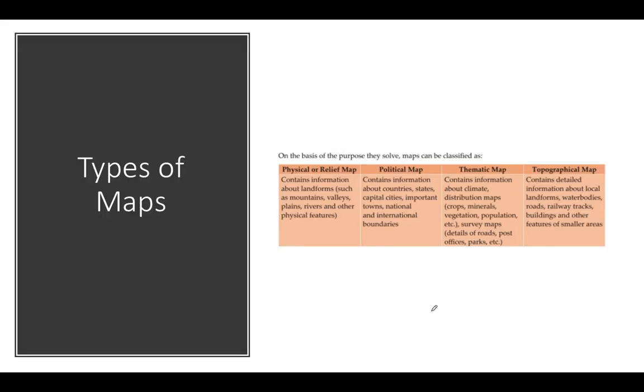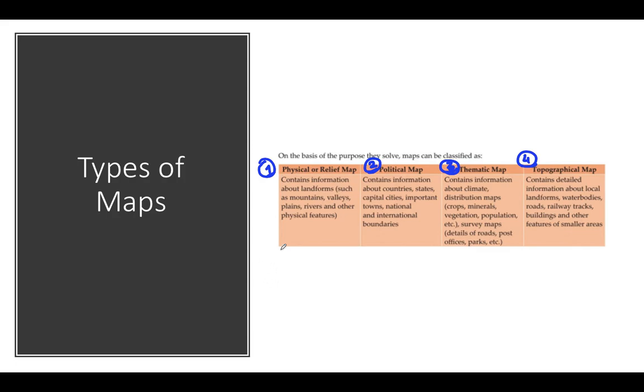Now, types of maps. Here you can see there are 4 types of maps. Clear? The first one is the physical map, the second one is the political map, the third one is the thematic map, and the fourth one is the topographical map. Clear? So we will discuss them in detail in our next class.